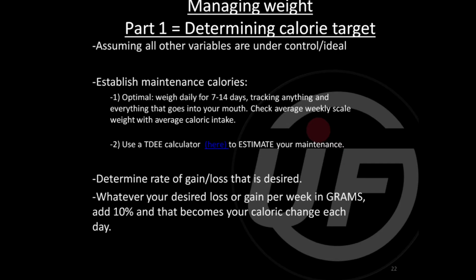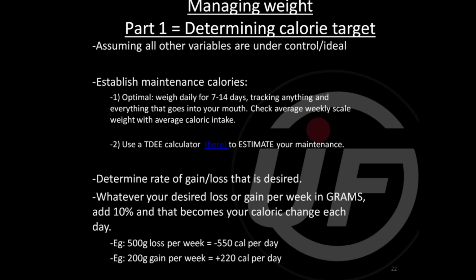This is really quite easy. So whatever your desired loss or gain per week in grams, add 10%, and that becomes the caloric change you need to make each day. So if you want to lose 500 grams in a week, then you would take off 550 calories per day. If you're wanting to gain 200 grams per week, you would add 220 calories per day to your maintenance. And then you would test that, see how it goes, right? So it's always the grams, add 10%, that's the calorie you need to change per day. That's step one, maintenance, and figure out where we need to be at.